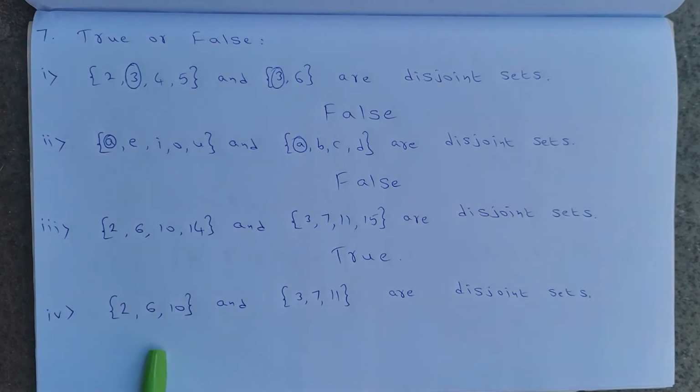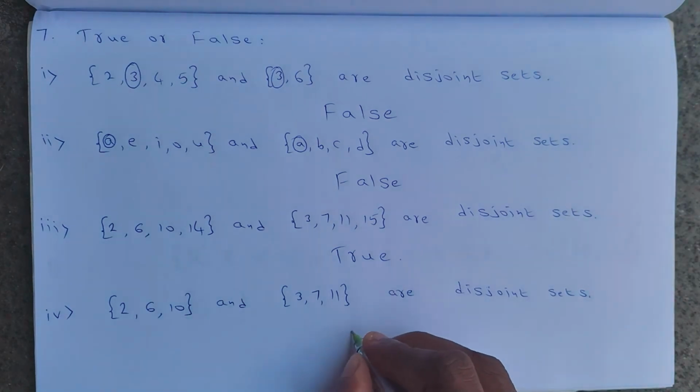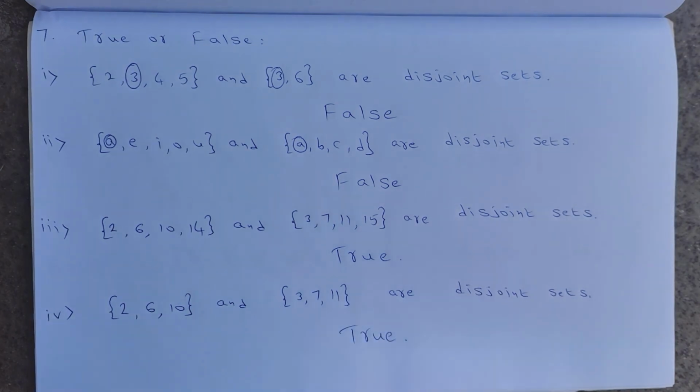Next, 2, 6, 10 and 3, 7, 11 are disjoint sets. If we observe these two sets clearly, all the elements are different, no common element, so these two are also disjoint. Yes, he also gave those two as disjoint sets, so this statement is a true statement.